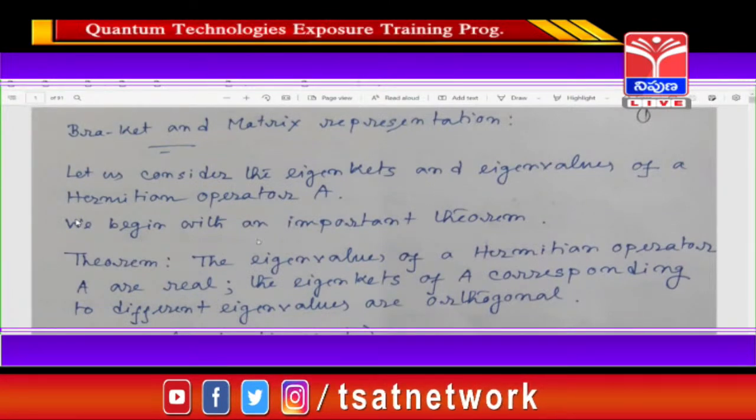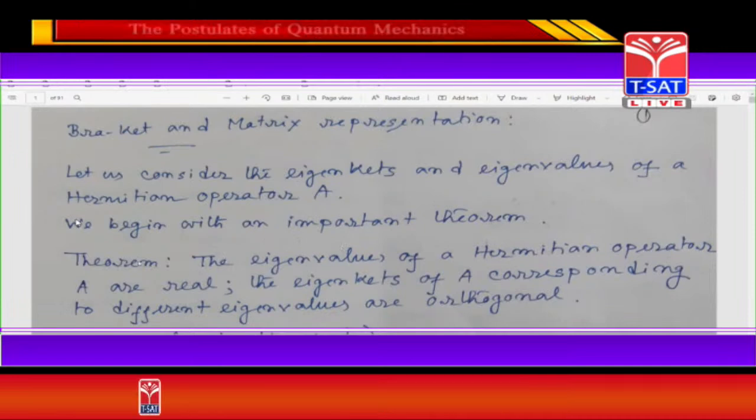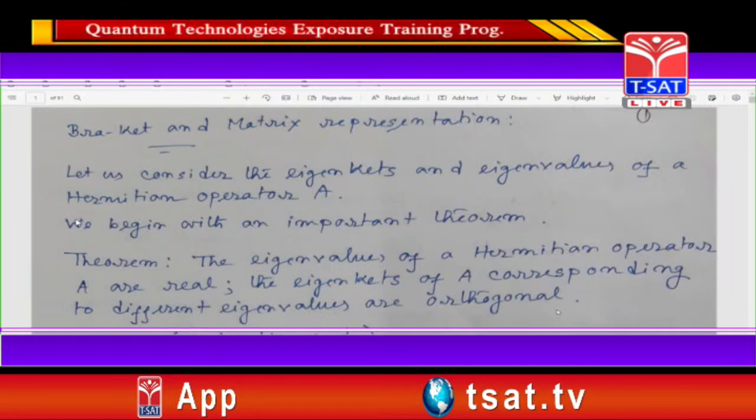So is the screen visible properly? Can the handwriting be read properly? Sir, your screen is visible and handwriting is also visible, sir.